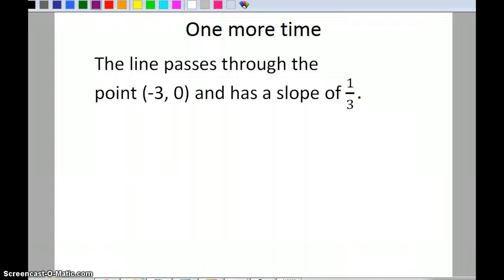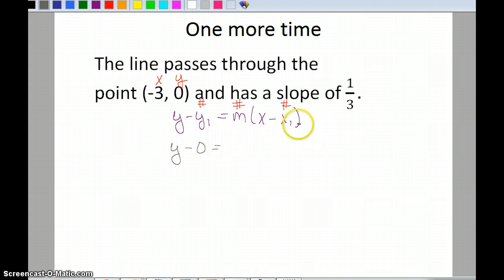First thing I'm going to do is write down point-slope form again, because that's going to help me out. So I have y minus y sub 1 is equal to my slope times x minus x sub 1. And I remember that I'm going to put a number in for y sub 1, a number in for the slope, and a number in for x sub 1. Here's my x value and my y value. Now here we go. y minus 0 is equal to my slope of 1/3 times x minus -3.